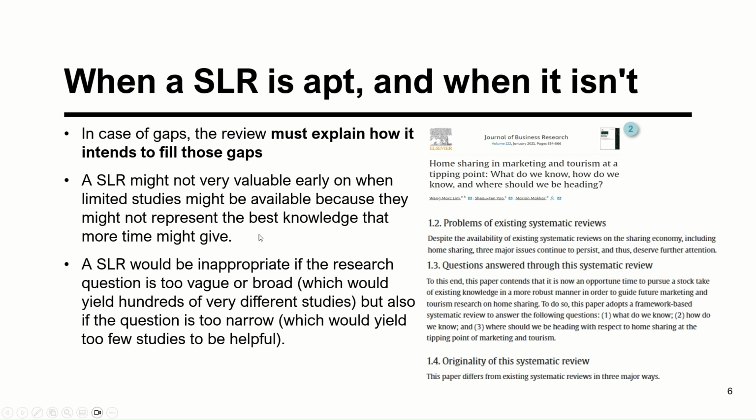Like we said in the previous slide, an SLR might not be very valuable early on, right? So the field is just developing. There aren't many studies in this domain. Choosing an SLR as your option may not be the best way to go about things, especially if it's in a very nascent stage. And it would also be inappropriate if your research question is too vague or broad. If your research question is so broad that you design your search protocol and run the search, you will get hundreds of different articles, right? That's extremely difficult for you to synthesize as part of an SLR study.